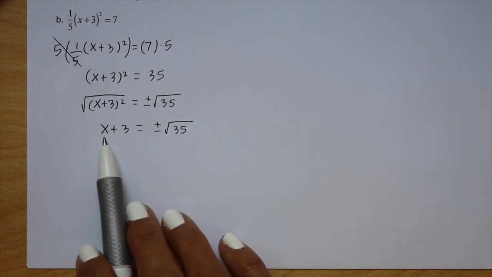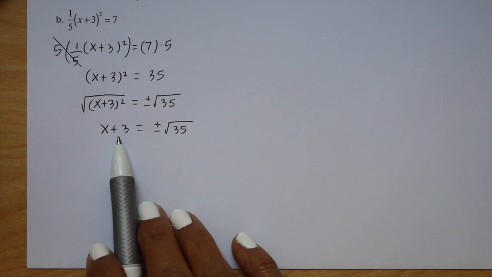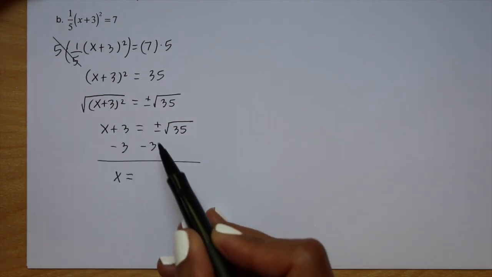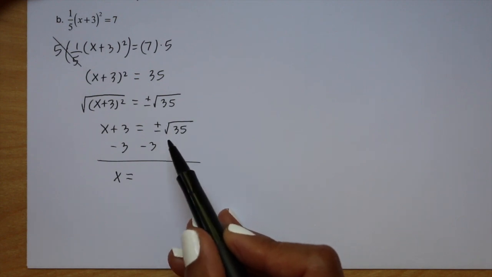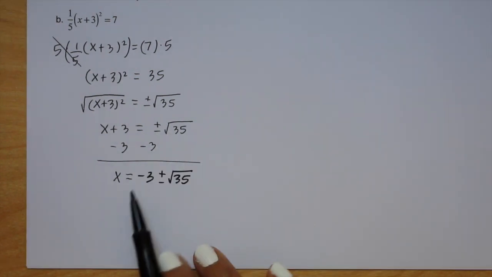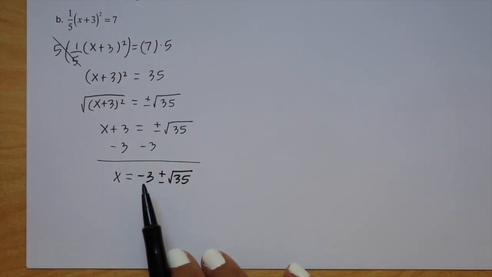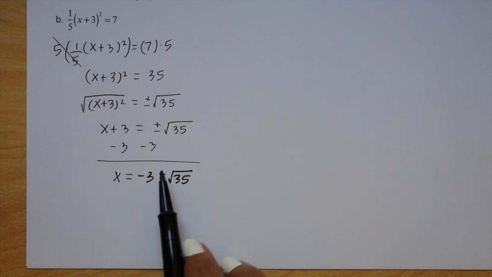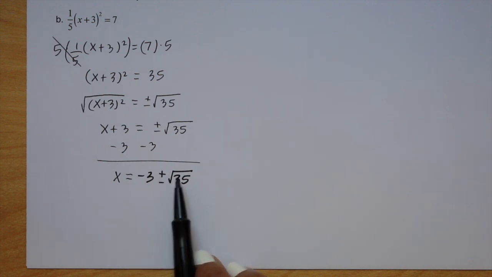Our very last step to get x by itself is we're going to subtract 3 from both sides of the equation. And over here, when you write your answer, you're just going to put negative 3 plus or minus the square root of 35. So it's important to note that this is just a constant. Your answer is negative 3 and then plus or minus root 35. And remember, this represents two answers. It's negative 3 plus root 35 is one answer, and the other answer is negative 3 minus root 35.